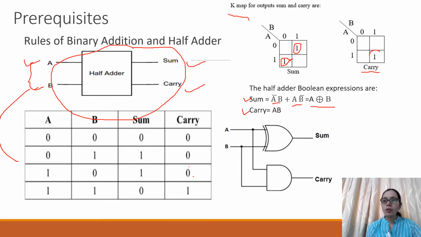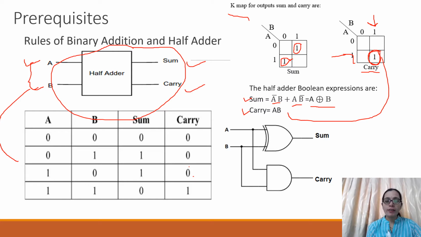Similarly, for carry only a single one is there and no grouping is possible. Therefore, for carry the expression is AB. This cell belongs to AB. Therefore, carry is AB. After getting the simplified expressions using the K-map, the next step is to draw the realization.